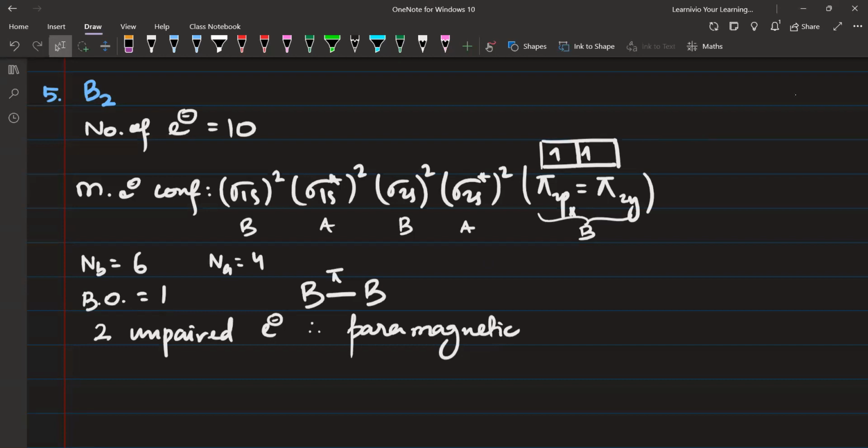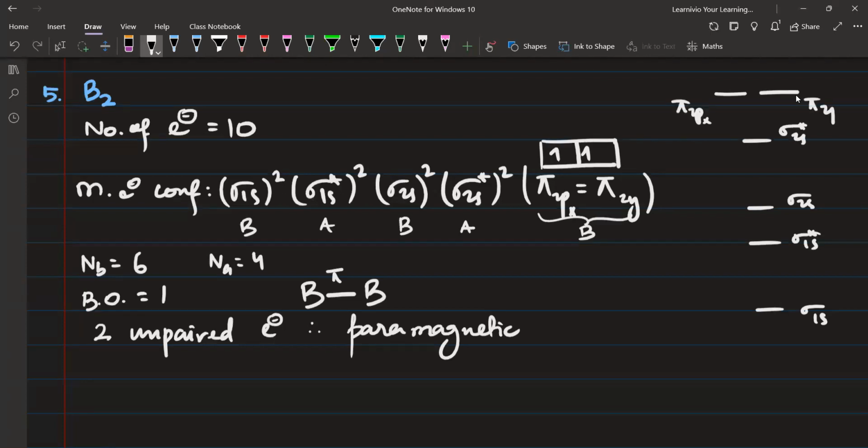By the way, sir, how will I write the molecular orbital diagram? You will write it like this. Sigma 1s, sigma star 1s, sigma 2s, sigma star 2s directly. You don't have to draw the atomic orbitals. After that, pi 2px and pi 2py. Electrons are 1, 2, 1, 2, 1, 2, 1. Does this make sense, yes or no? Please tell me.